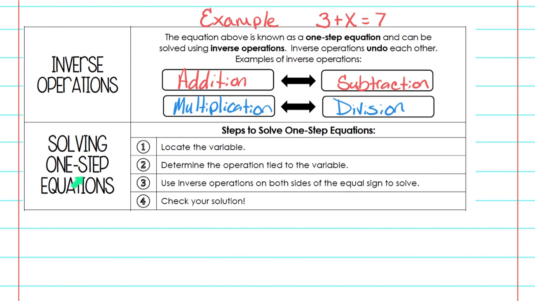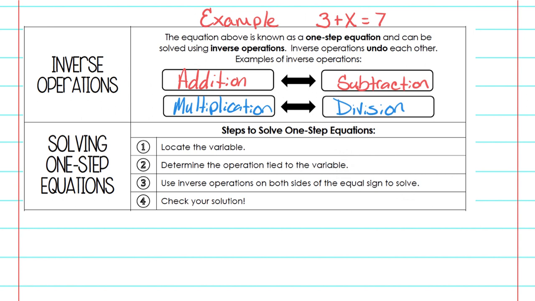So to solve one-step equations, one step means there's just one math thing to do. When we get on to two-step, there are going to be two different math operations that we probably have to do. So the steps to solve this, we're going to first locate the variable. So figure out what the variable is. Looking at our example, where's the variable? It's x. Then we need to determine the operation tied to the variable, okay? It's plus. Then we need to use the inverse operation on both sides of the equal sign to solve, and then check your solution.